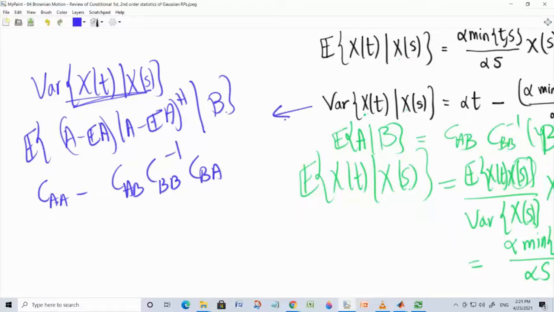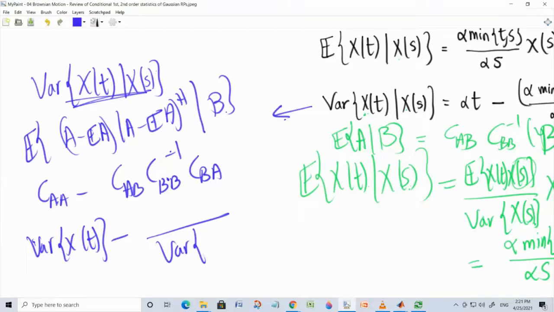Now, if we apply this to our case, we have scalars, good news. So the covariance matrix becomes just the variance. What is the variance of x of t? Variance of x of t minus, now the covariance of B is just the variance of B, with the inverse, so this is the variance of the guy you are conditioning on, which is x of s. And then in the numerator, we have these two guys, C_AB and C_BA. Those are the cross covariance matrices, and one of them is the Hermitian of the other. Because we have scalars, one of them is the conjugate of the other, and so we just have the magnitude square of the covariance of x of t and x of s.